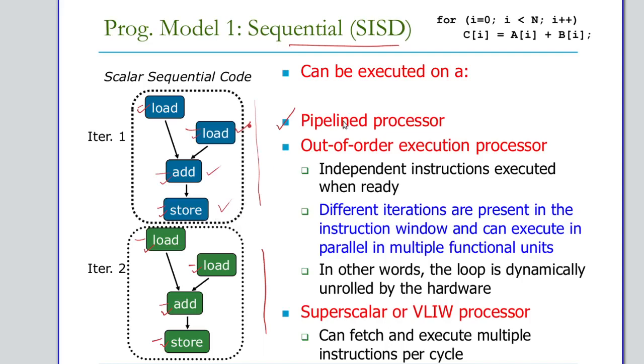There can be out of order execution in certain cases. If we recognize that these iterations are independent, then we can have multiple functional units, and if the iterations are independent, we can perform the execution of instructions of different iterations.